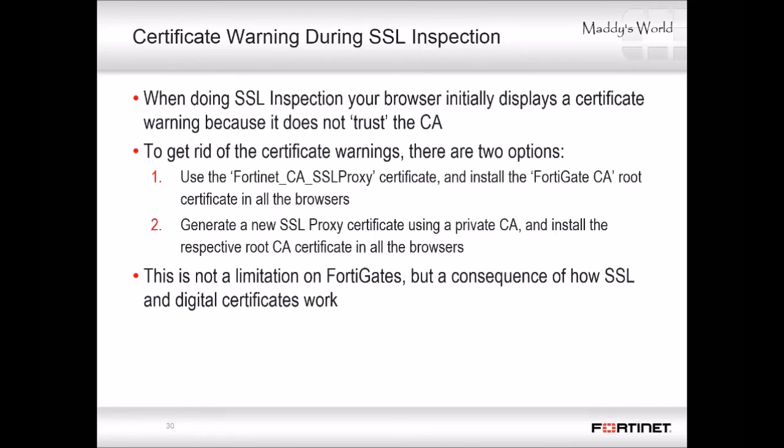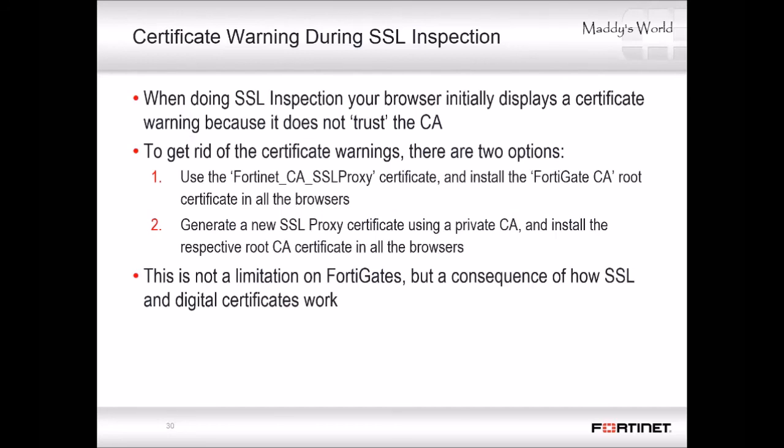The first option is to download the FortiGate CA root certificate from the FortiGate and install it in all the workstations. FortiGate CA is the CA that is now signing the certificates. So by having its CA root certificate installed, browsers will start trusting it. Another option is to generate a new SSL proxy certificate from a private CA. In that case, we need to install this new certificate into FortiGate, configure the unit to use it for SSL inspection, and install the root CA certificate of the private CA in all the workstations.